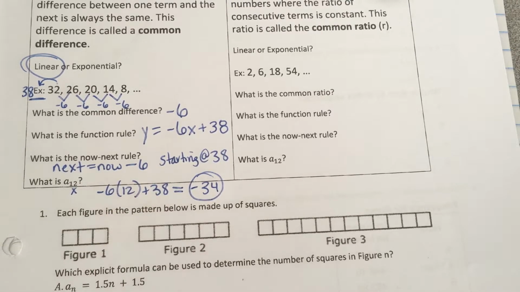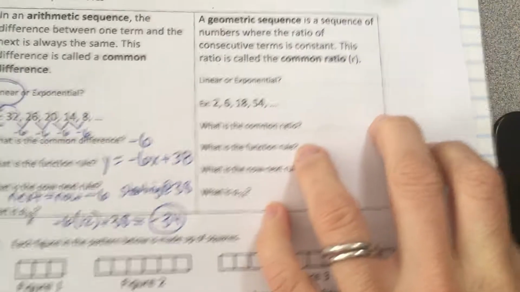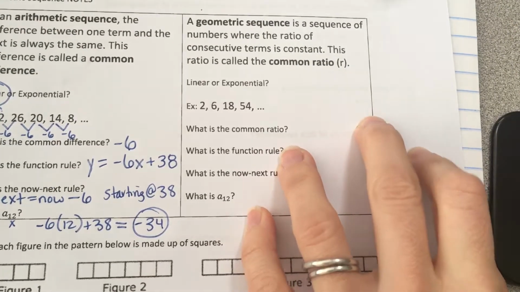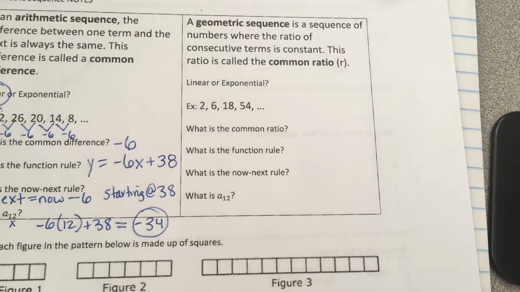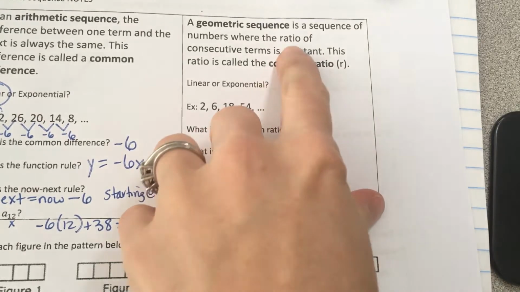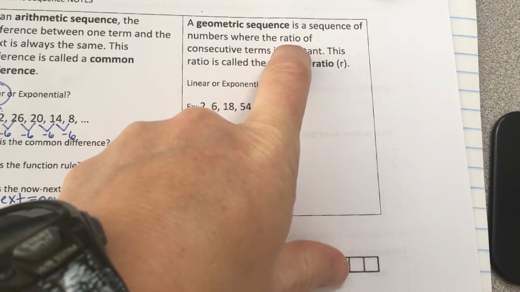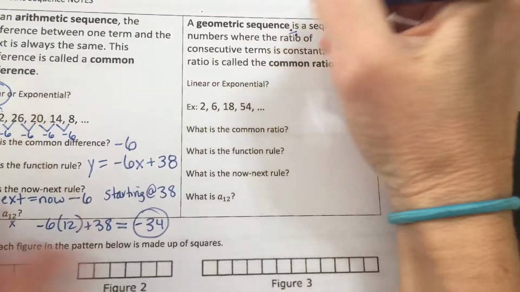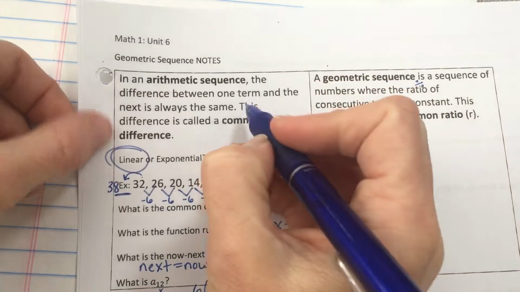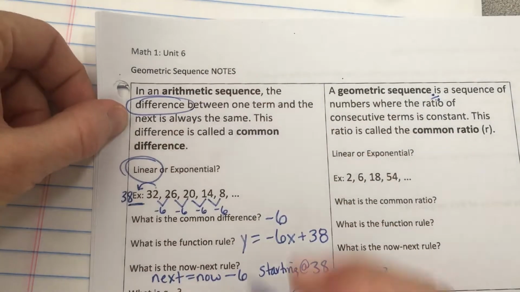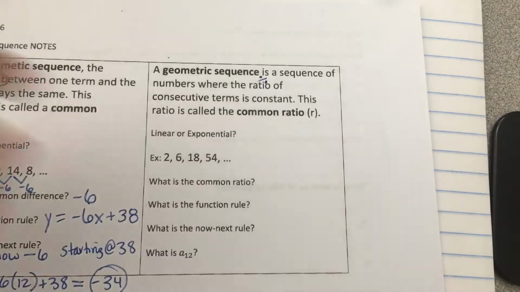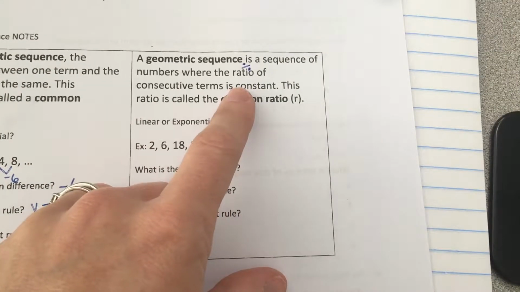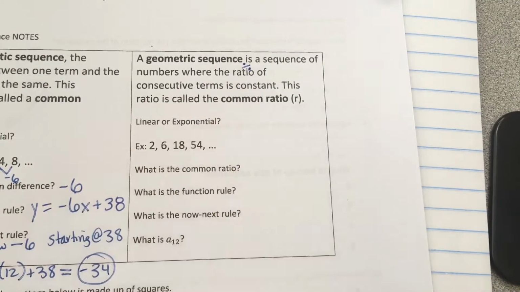Okay. This is called an arithmetic sequence. Now, jumping over to this side. A geometric sequence is a sequence of numbers where the ratio, anybody know what that math term means, ratio? Add, subtract, multiply, or divide? Divide. Ratio means you're dividing. So over here, we were doing the difference. Difference means to subtract. Here we would be dividing. This ratio is called the common ratio.